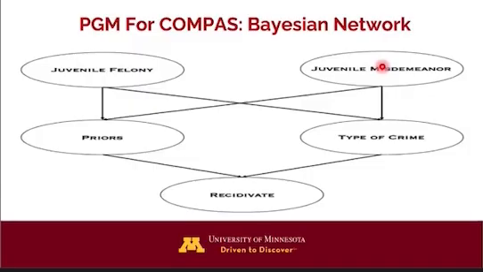So if you take a look at this, prior convictions. When I say prior convictions, I mean the convictions as an adult, which depend on juvenile felony and also depend on juvenile misdemeanor. And the current type of crime, maybe somebody is accused right now as an adult, the type of crime also depends on the crime as a child. That's why you see here the parents of the type of crime are the two juvenile nodes.